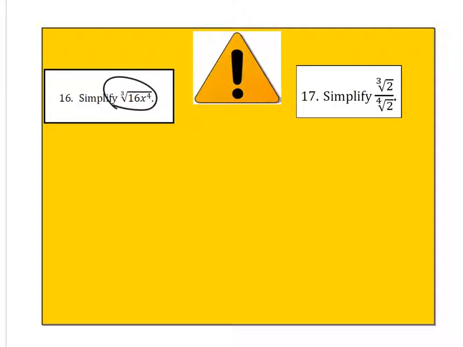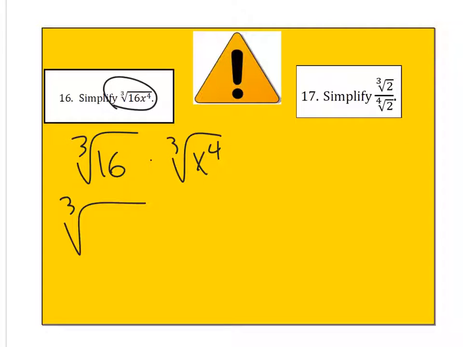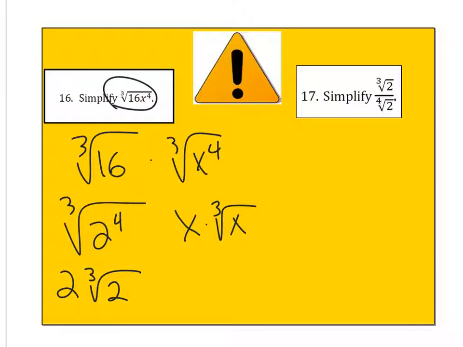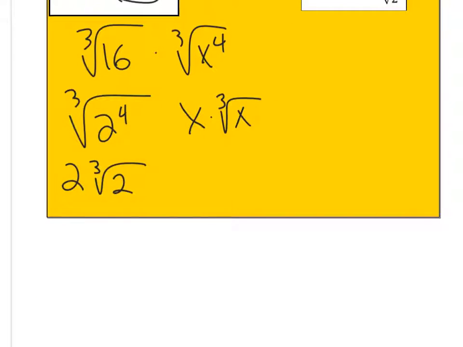So if I look, third root of 16 and third root of x to the fourth. So if I break that apart, 16 is 2 to the fourth. So that means I would have 2 cube root of 2. This would mean I would have x times the third root of x. So when I put this together, I'm going to have 2x third root of 2x.